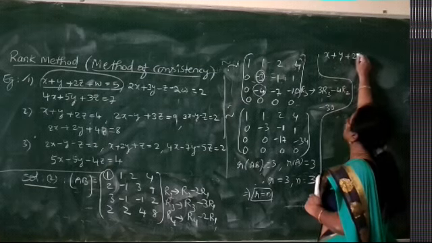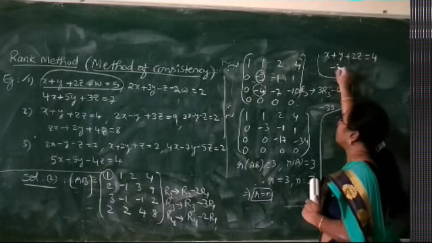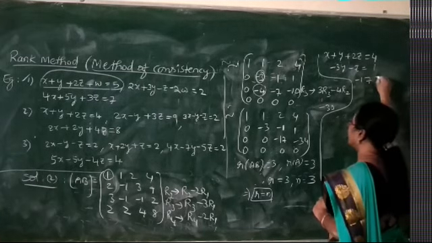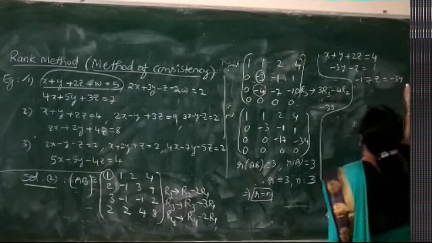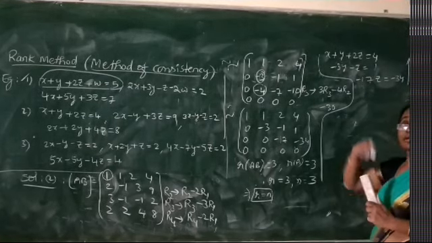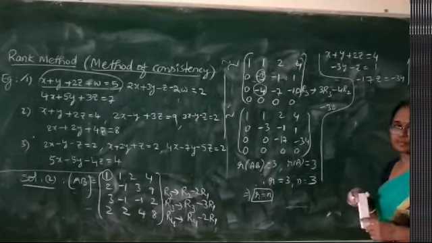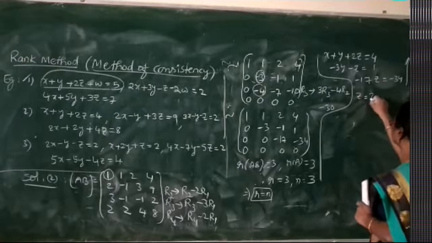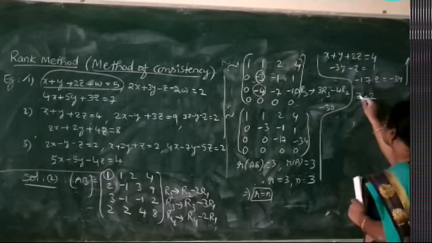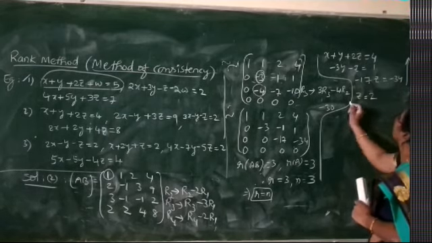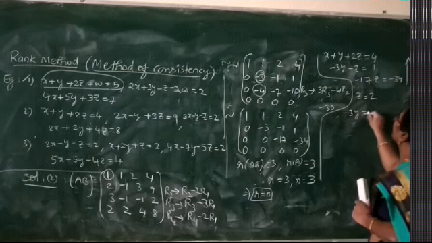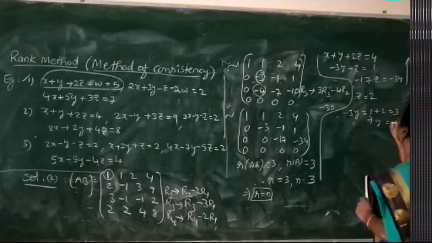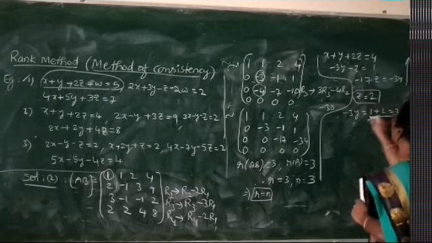x plus y plus 2z equal to 4. Minus 3y minus z equal to 1. Minus 17z equal to minus 34. Solving from back to front equation, which is called back substitution. Minus 17z is minus 34, so z equal to 2. When z equal to 2 is used in the previous, we have minus 3y is equal to 1 plus z, 1 plus 2 we have 3. So y is equal to minus 1.